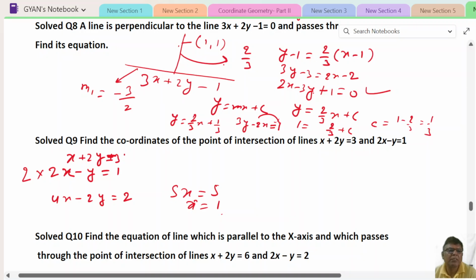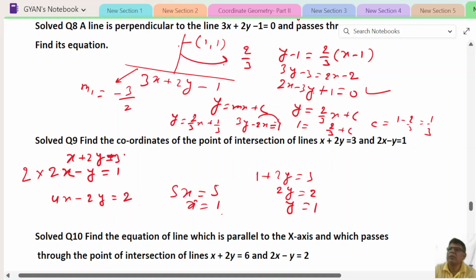And put x here. So 1 plus 2y is equal to 3. So 2y is equal to 2. Then y is equal to 1. So you are getting the answer 1, 1. That is, y is equal to 1 and x is also 1.